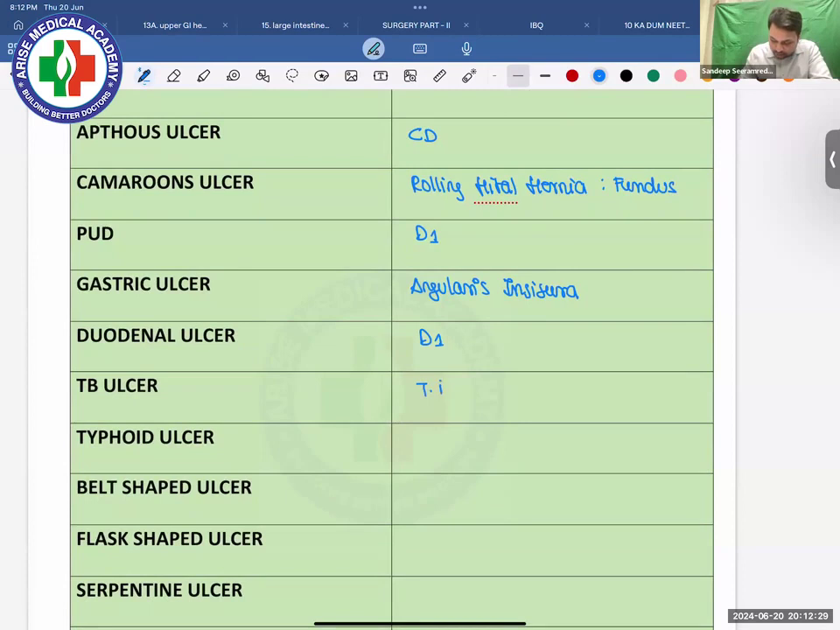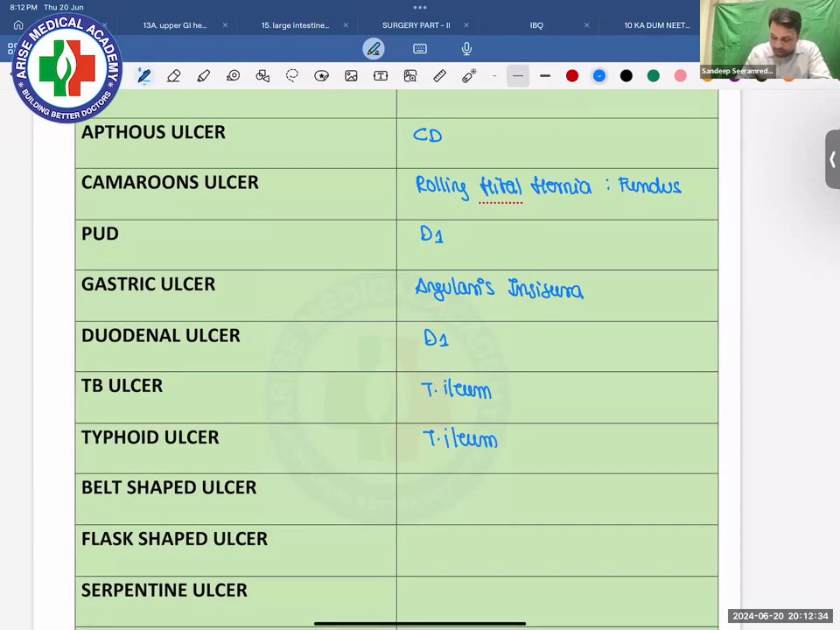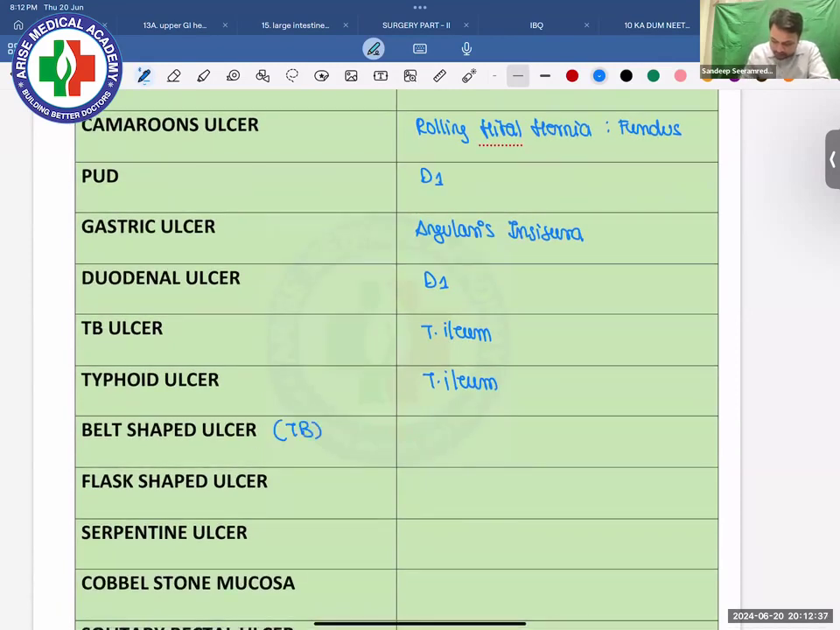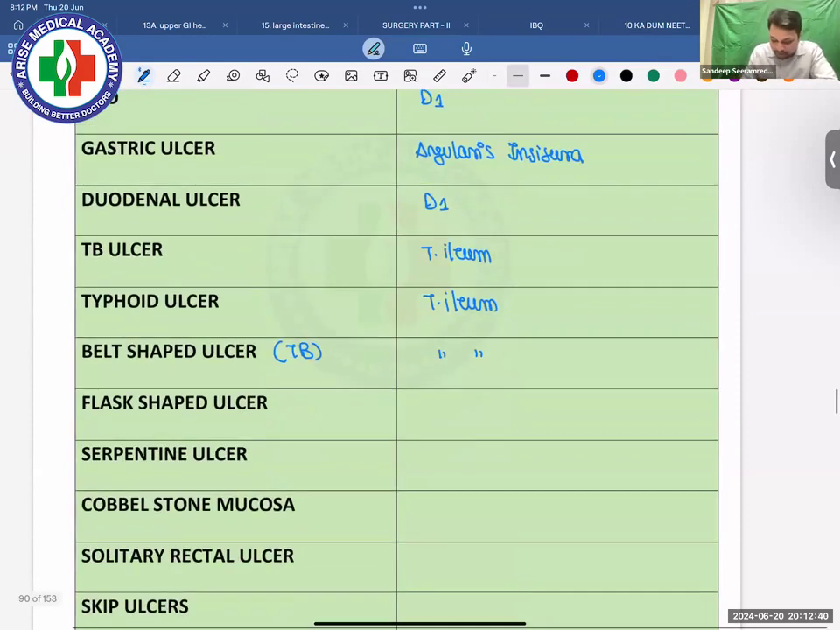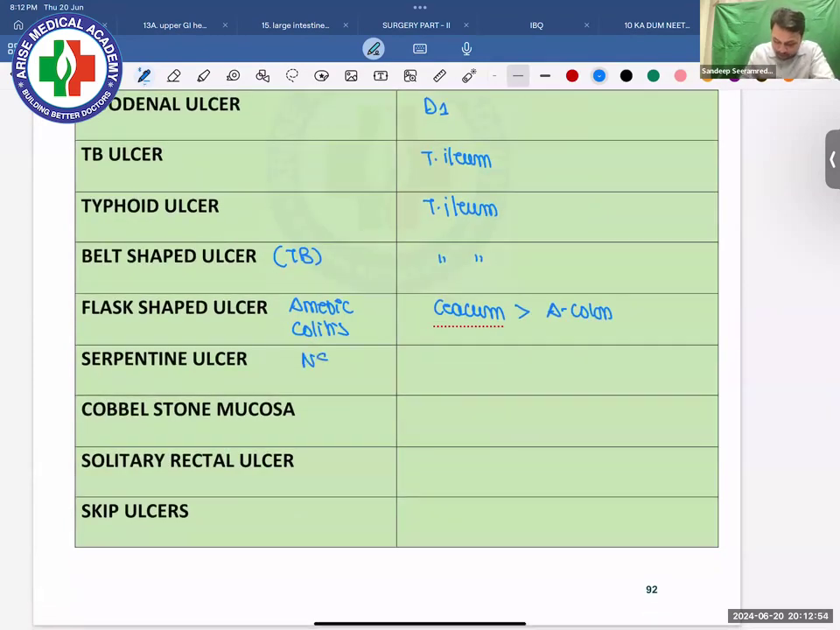TB ulcer is going to be terminal ileum. Typhoid ulcer is also seen on the terminal ileum. Bell-shaped ulcer is because of TB. It is also seen in terminal ileum. Flask-shaped ulcer is seen in amoebic colitis, most commonly on the cecum, if not then on the ascending colon. Serpentine ulcer is seen in necrotizing enterocolitis, usually in the ascending colon. Cobblestone mucosa is seen in Crohn's disease, and the most common site is again terminal ileum.